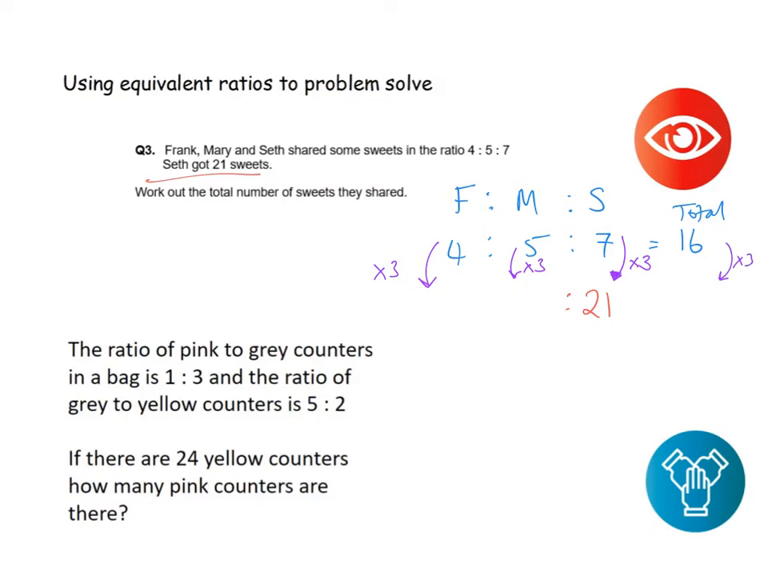And then once I've found each value, I can then work out the answer to the question, 48, which is work out the total number of sweets they shared, which was 48. So by setting it out, using the ratios and finding something equivalent, it makes life a little bit easier, and it's easy to see the working out as well. So I'd like you to have a go at the next question on your own. It's quite similar, and I'd like you to pause the video and have a go, please.